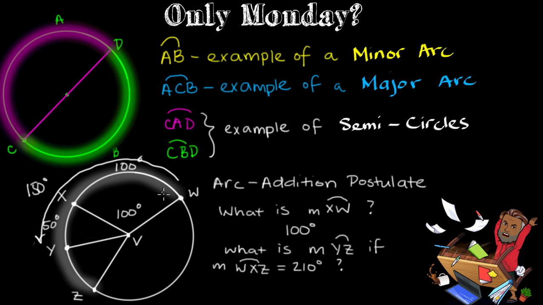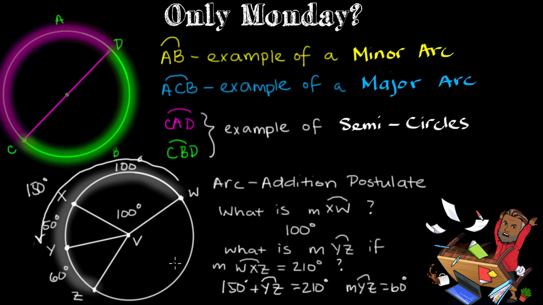So I know from W to Y is 150. I don't know what Y to Z is, but I do know that if I add that arc to the 150, that should come out to 210. And if I subtract the 150 from both sides, the result will be that the measurement of arc YZ is equal to 60 degrees. So we now know that this arc is 60 degrees.